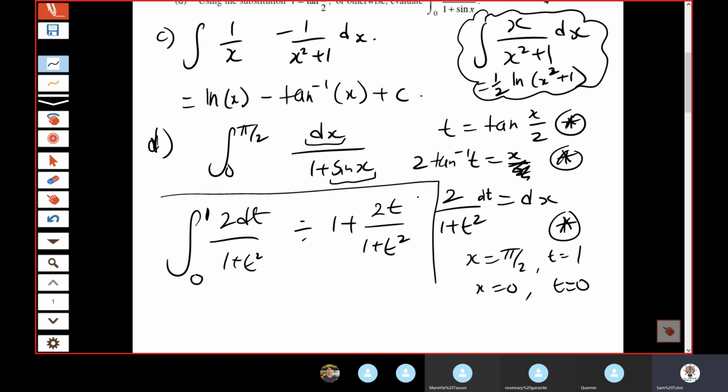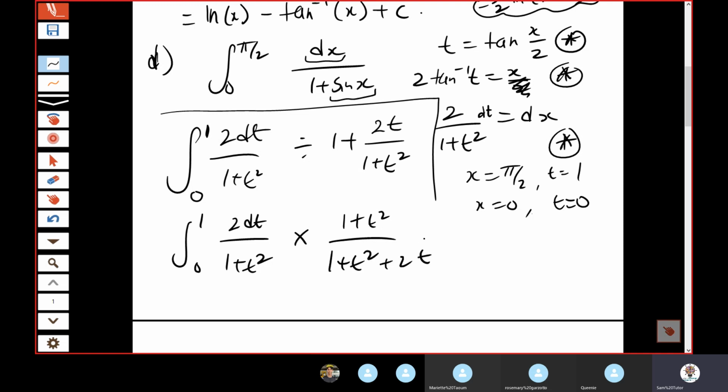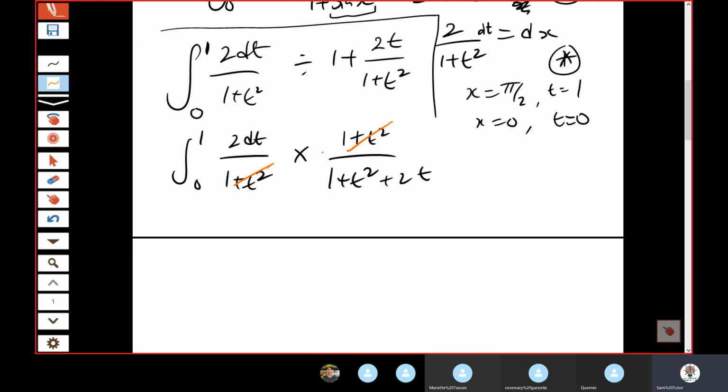All right, done. Let's go to the next one. So, the integral from 0 to 1 of 2 dt on 1 plus t squared, common denominator and multiply. So, common denominator and cross multiply. So 1 plus, sorry, reciprocal. And then common denominator, 1 plus t squared plus 2t. So, multiply that and then flip everything. Cross, cross. And then we're at the finishing touches. Any questions at this stage?